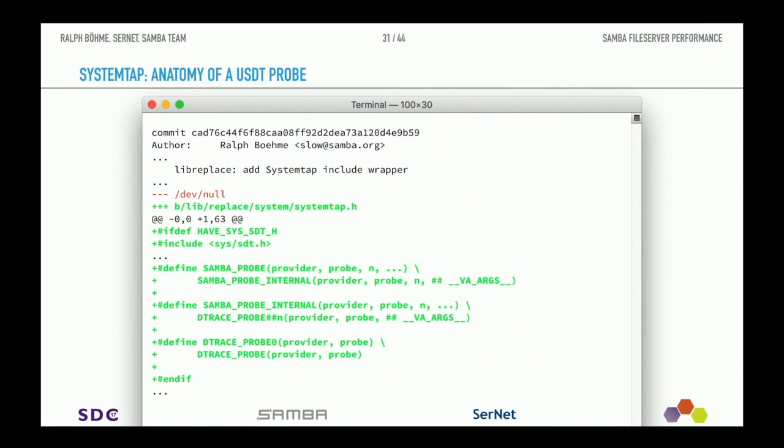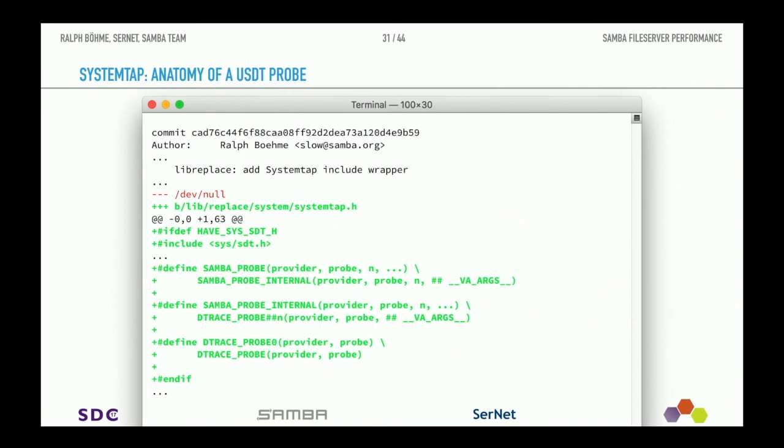We include the SystemTap header here, sys/sdt.h. It provides those convenience redefinitions of DTRACE_PROBE to STAP_PROBE, which is understood by SystemTap. But DTRACE_PROBE is, of course, understood by DTrace, which means using the DTRACE_PROBE macro in your code makes it possible to use the trace points from both SystemTap and DTrace on Solaris or FreeBSD.